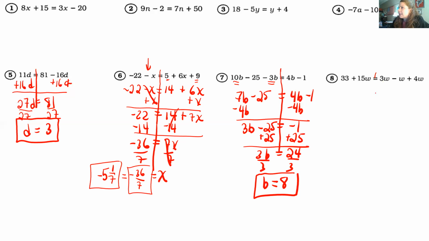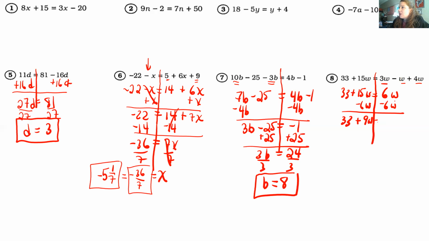Number 8. All right, I'm going to combine all these like terms on the right side of the equal sign. On the left side, I don't have any like terms. So 3 minus 1 is 2w, and 2 plus 4 is 6w. So now I'm going to move that smallest w. So I bring down 33, and then 15 minus 6 is positive 9w.